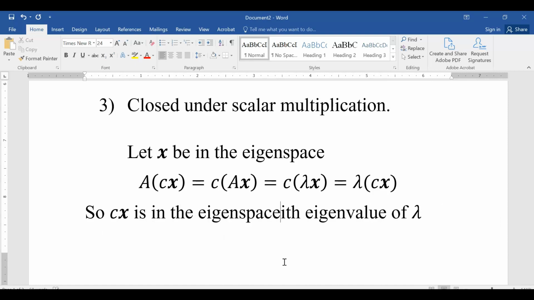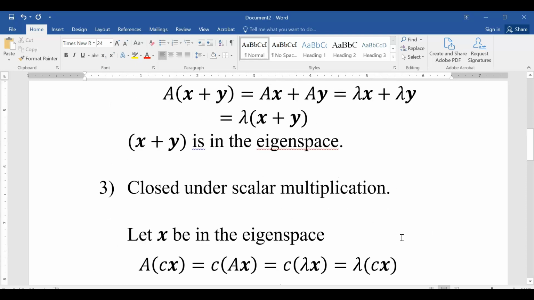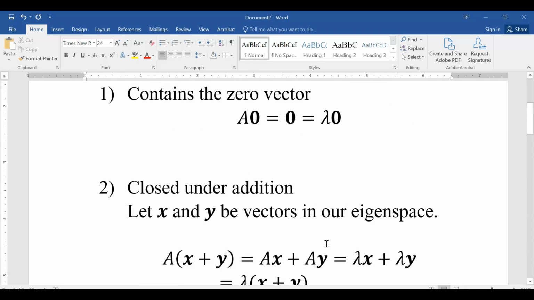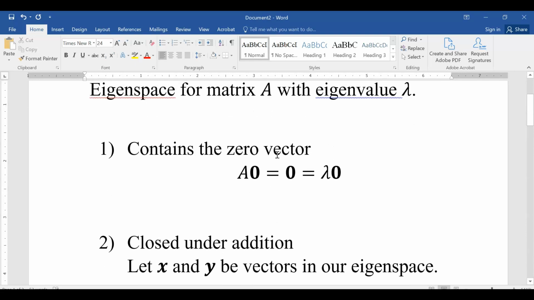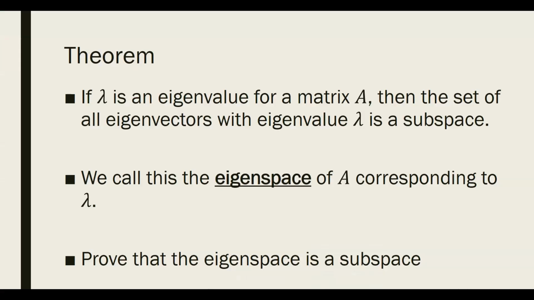All right. So we have the three properties of subspaces. We have closed under scalar multiplication, closed under addition, and containing the zero vector. And this shows that an eigenspace is a subspace regardless of which A and which lambda we choose.